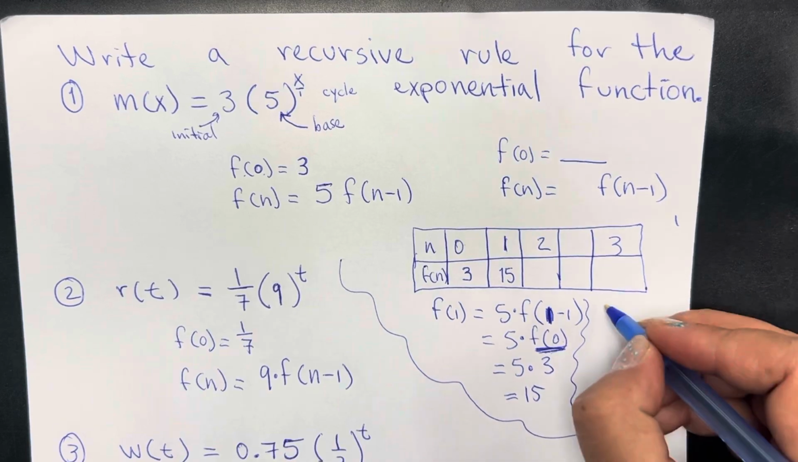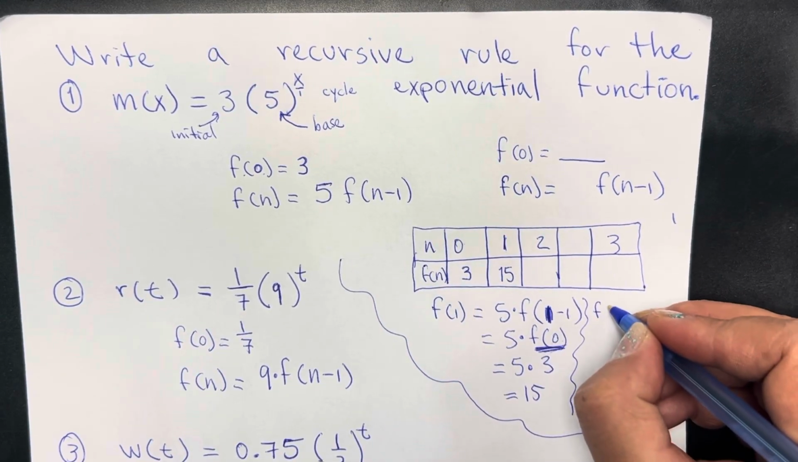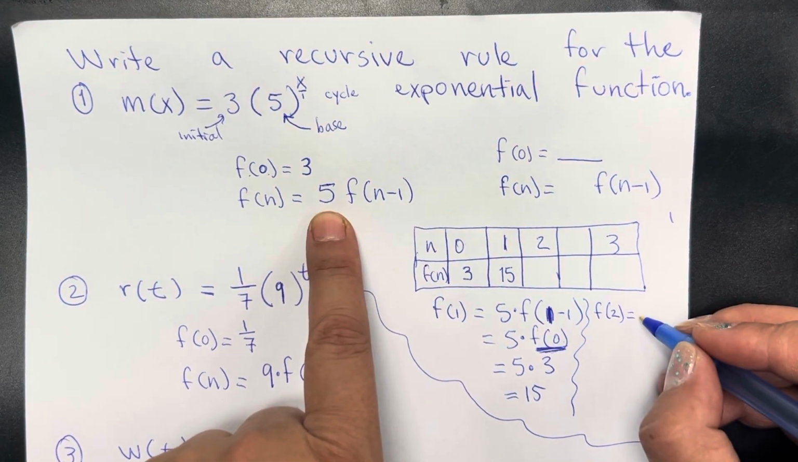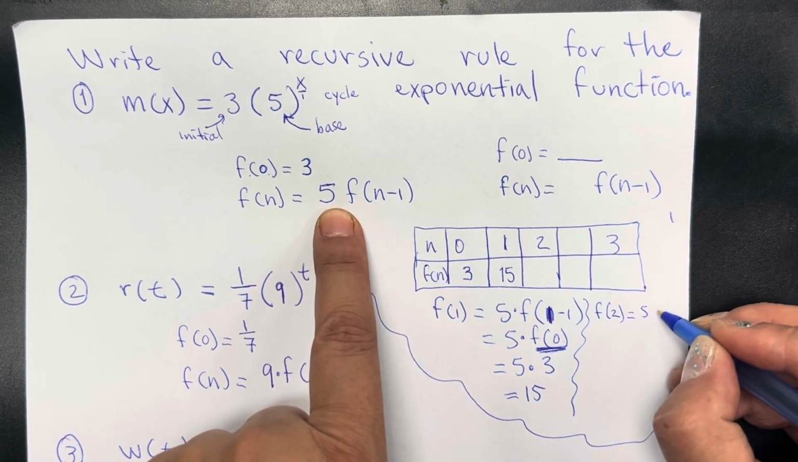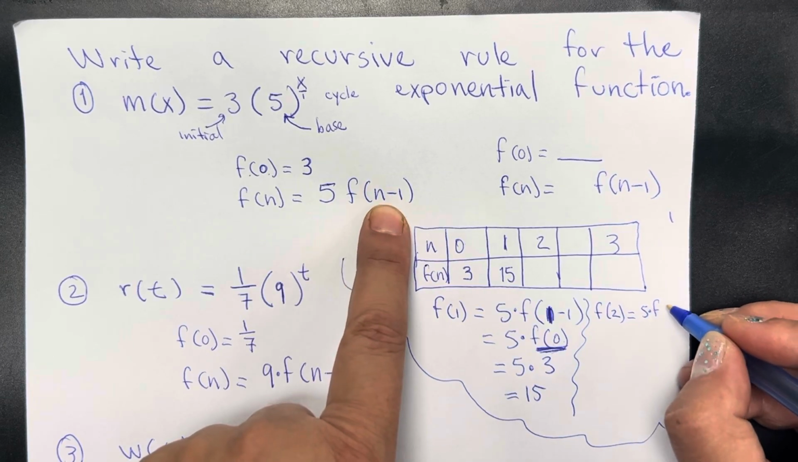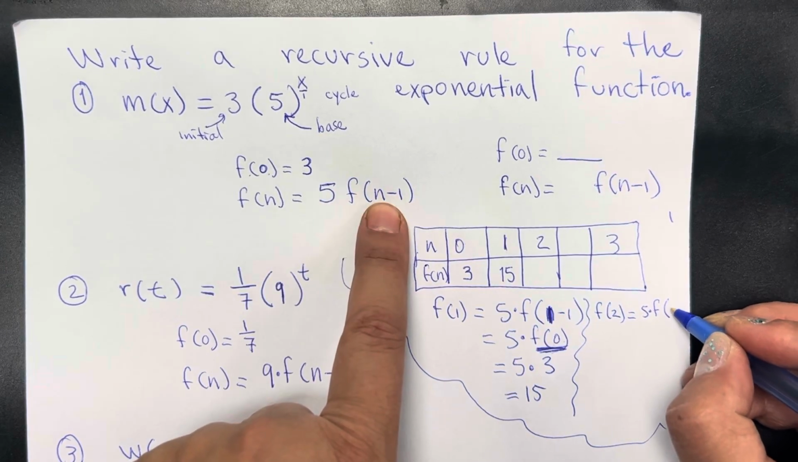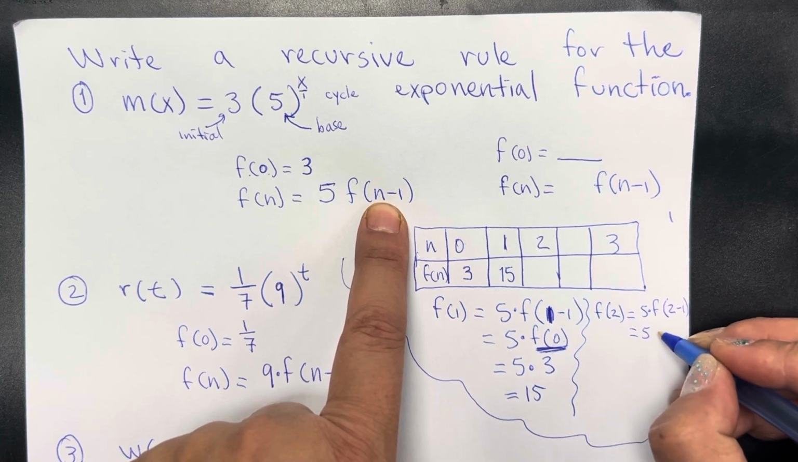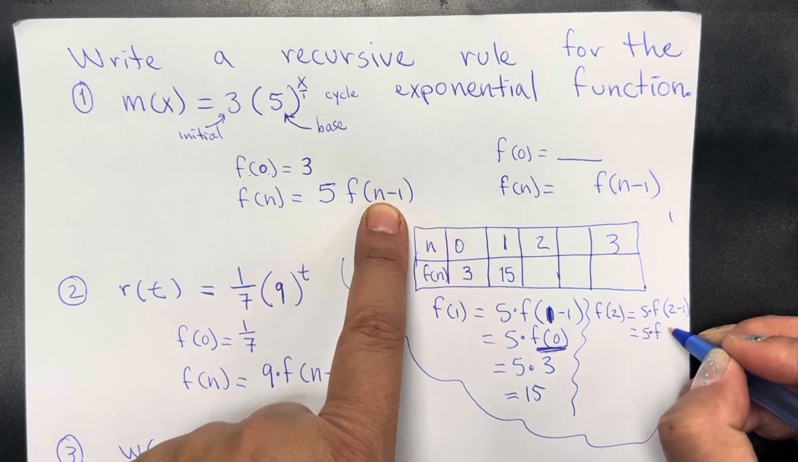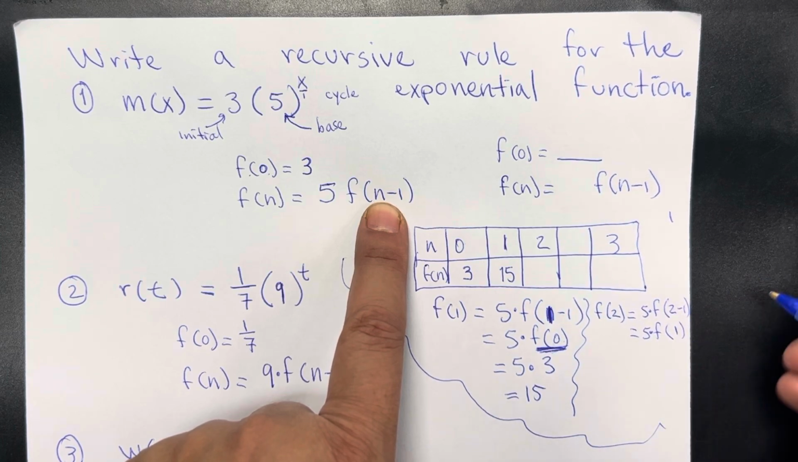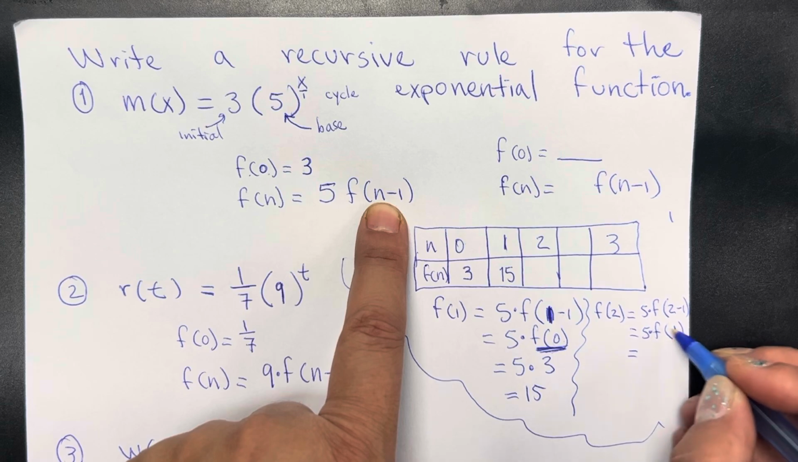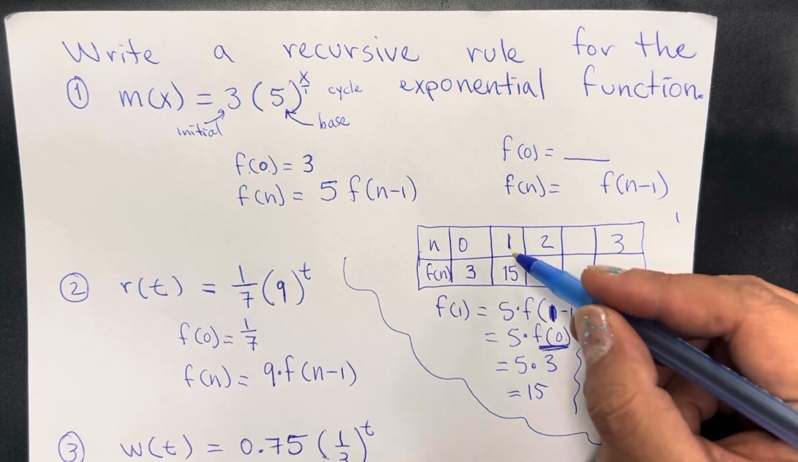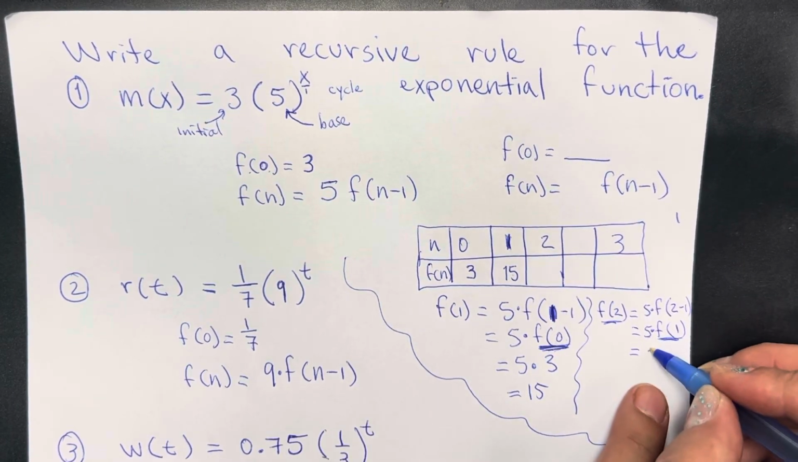If we were looking for another one, the second one is f of 2 equals 5 times f of 2 minus 1. We're replacing all the n's by 2, and that's 5 times f of 1. It just means multiply 5 times f of 1. So to look for f of 2, I multiply 5 times f of 1. And what is f of 1? It's 15.